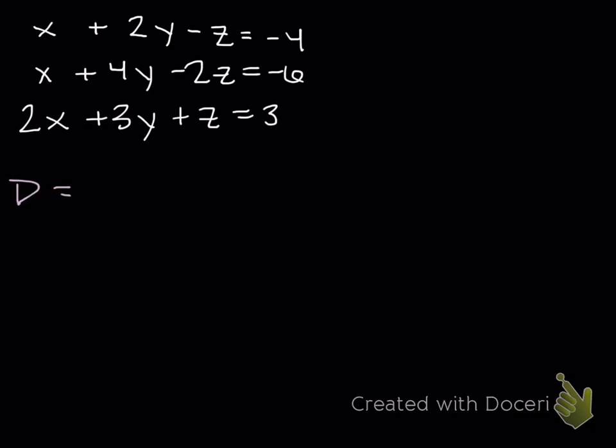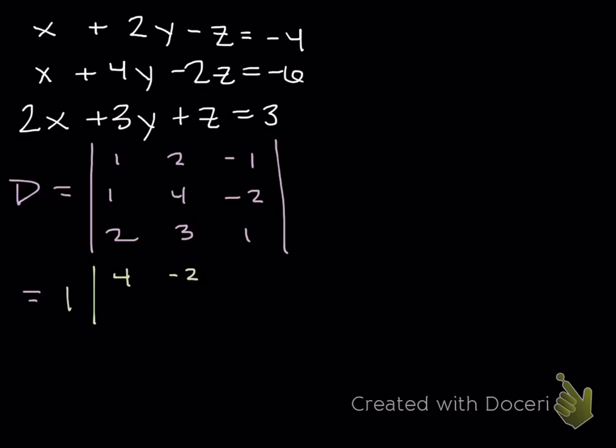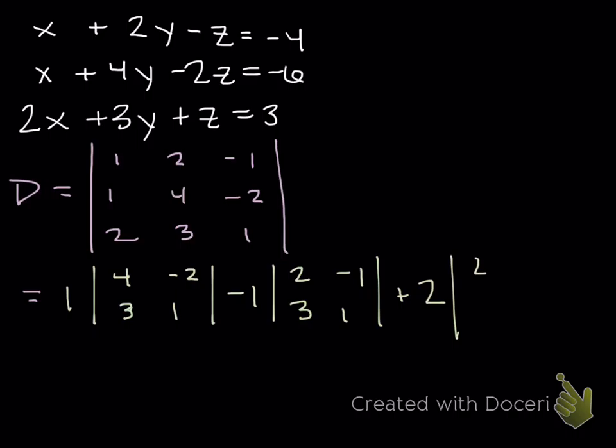So my D matrix is going to start with my coefficients. So I have 1, 2, -1, 1, 4, -2, and 2, 3, 1. So let's go ahead and find this determinant. We did lots of practice on this yesterday, so hopefully this goes smoothly. So I'm going to have 1 times the determinant of 4, -2, 3, 1, minus 1 times the determinant of 2, -1, 3, 1, plus 2 times the determinant of 2, -1, 4, -2.